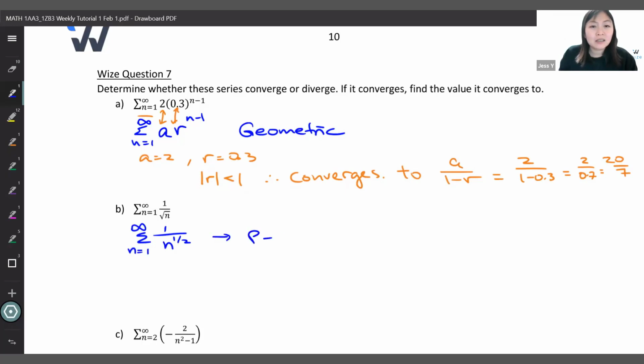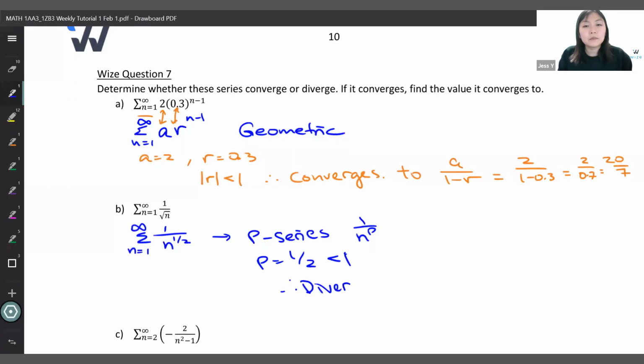This is a P series. Remember your 1 over n to the p, where p equals 1 half, and that is definitely less than 1. For P series, if the p value is less than or equal to 1, it diverges. If it's greater than 1, then it converges. All right, so that's the first two.